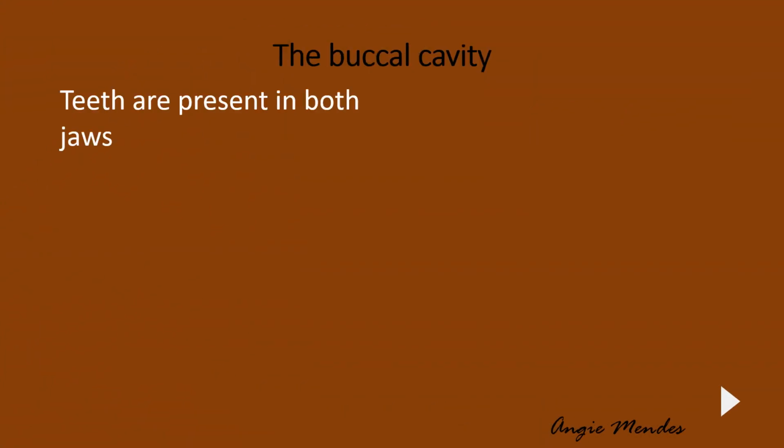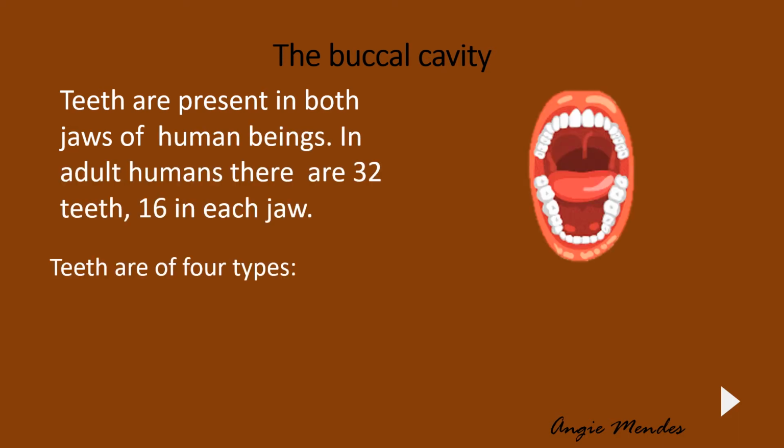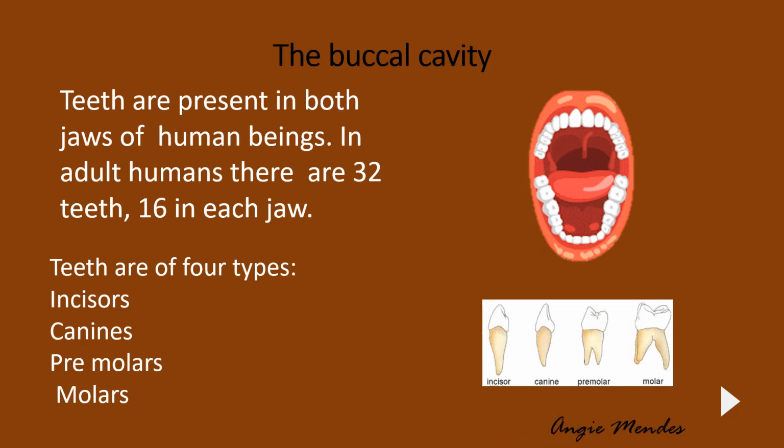Teeth are present in both jaws of human beings. In adult humans, there are 32 teeth, 16 in each jaw. Teeth are of four types: incisors, canines, premolars, and molars.